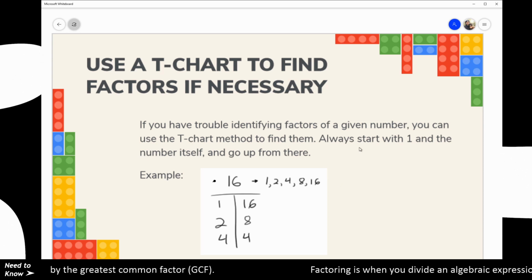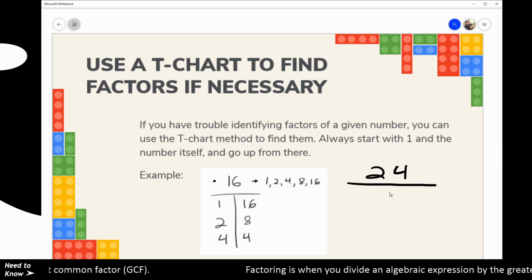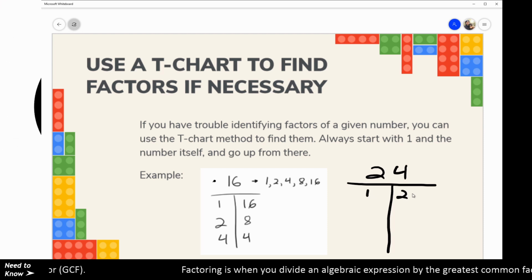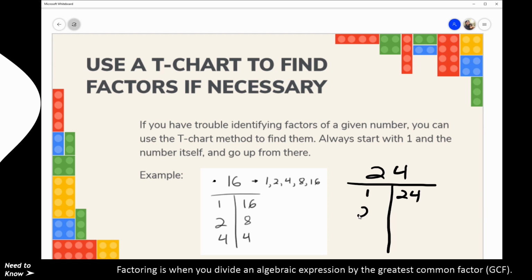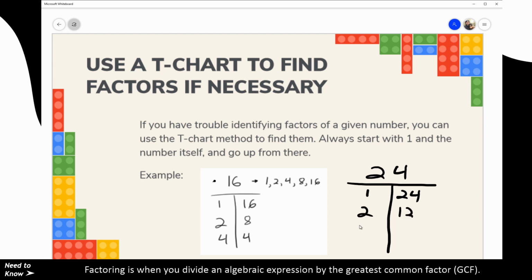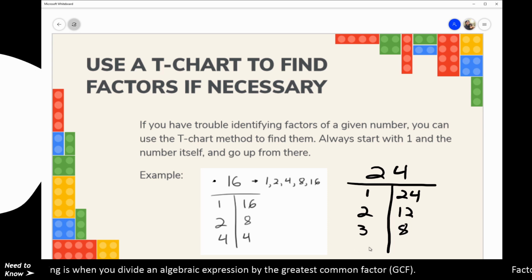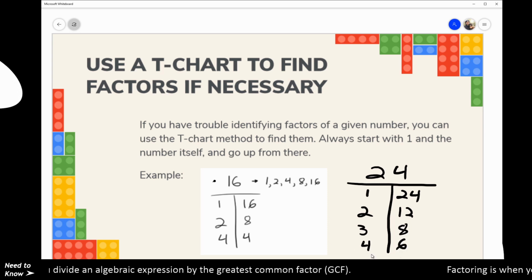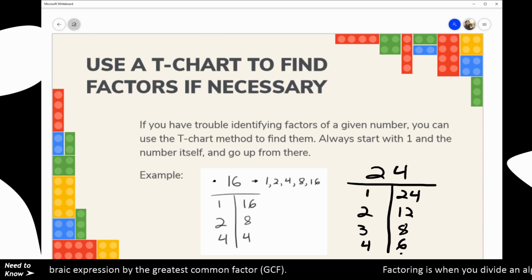Let me show you another example. Let's say we want to factor 24. So you create a T-chart. You always start with the number and itself. So 1 and 24, and then you go up from the 1. So you think about 2. Well, 2 times 12. You can do 3 times 8. What about 4? Well, I can do 4 times 6. 5 will not go in, and then I'm going to get right back to 6, so I'm done.